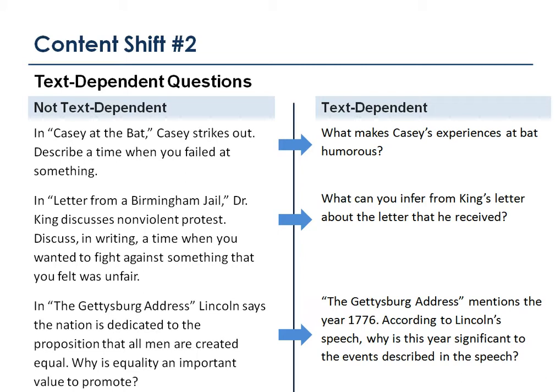So if we look at the examples, in literature, in ELA, we might look at Casey at the Bat, for instance. And a question that would not be text-dependent would be something like this. In Casey at the Bat, Casey strikes out. Describe a time when you failed at something. Does it rely on the text? Is it aligned to a standard?